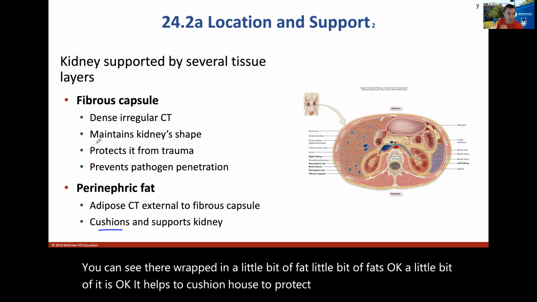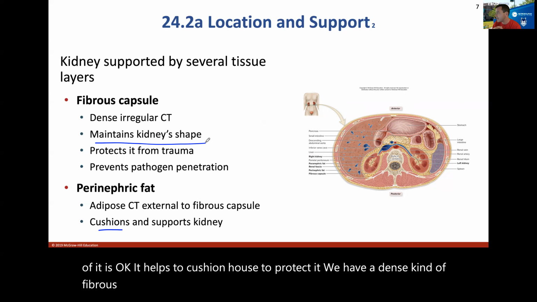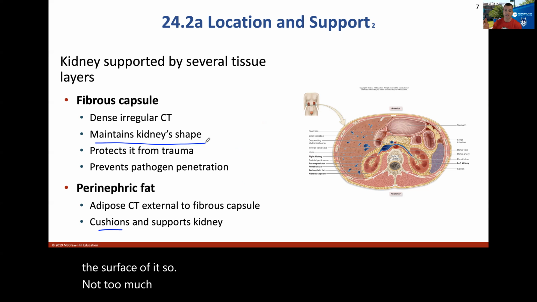We have a dense fibrous capsule, and that will define the shape of it. And then we have an outer connective tissue layer that will be the surface of it. So not too much there. And I'm sorry, this isn't very exciting.